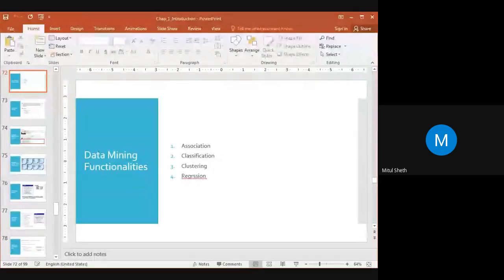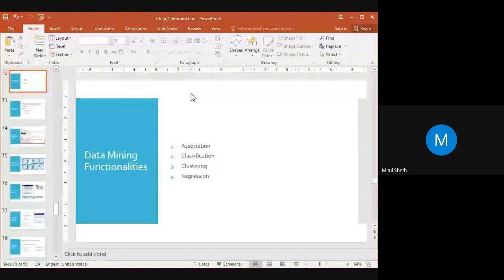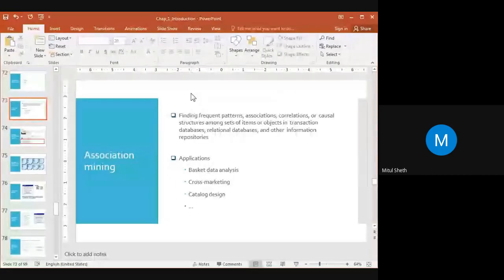So, in the last lecture, we discussed the different data mining functionalities. Okay, so first, I think we discussed what is the association. Okay, so there are mainly four functionalities. One is the association, one is the classification, one is the clustering, and one is the regression. Okay, and in our last lecture we discussed what association is. What is association mining?